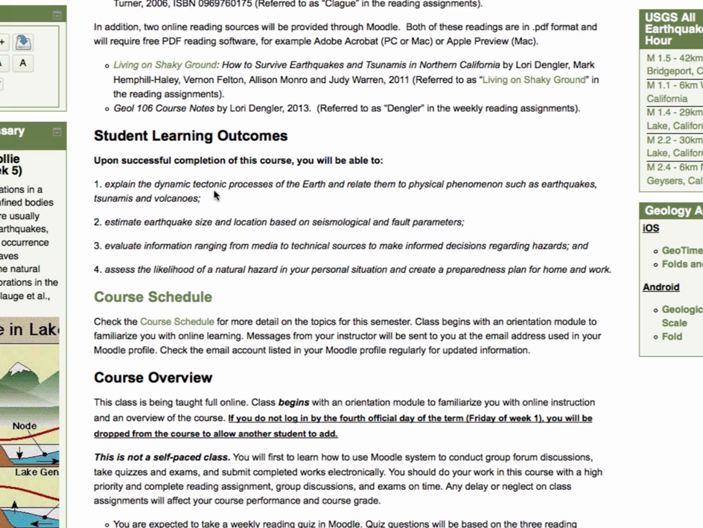Explain the dynamic tectonic processes, estimate earthquake size and location, evaluate information ranging from media to technical sources, and assess the likelihood of a natural hazard in your personal situation. Again, these are more broad to encompass overall learning in the course, and they become the basis for what we call alignment.